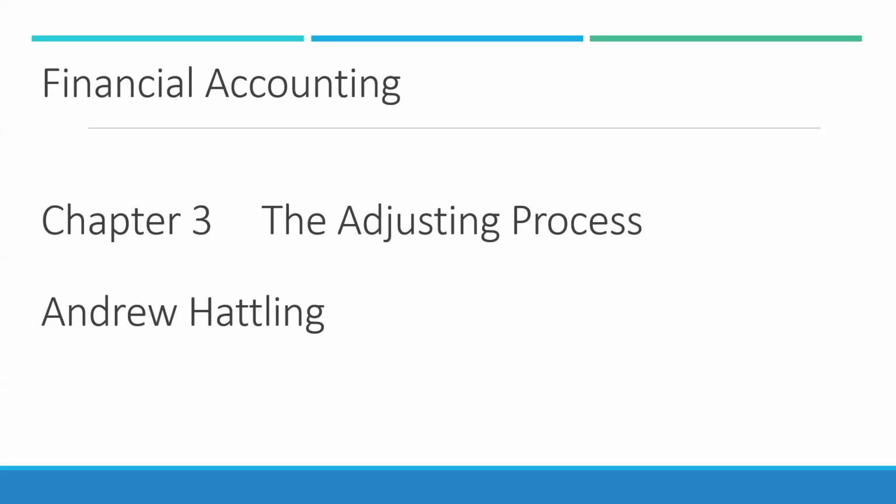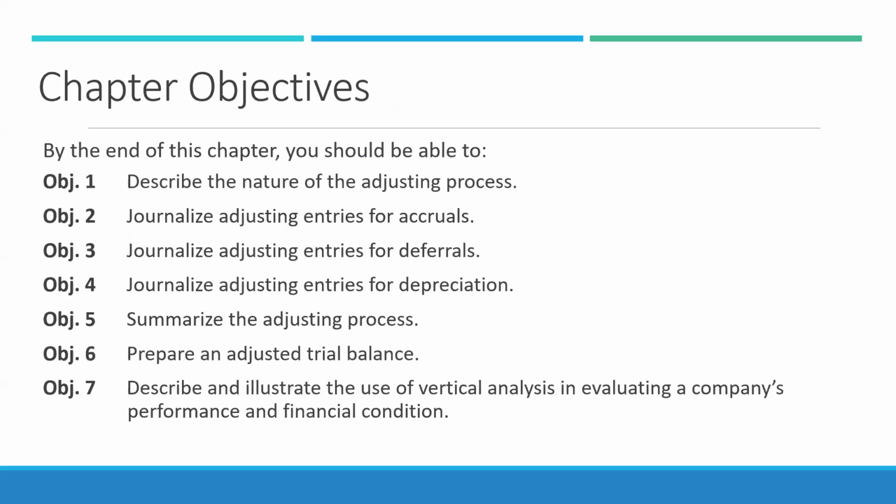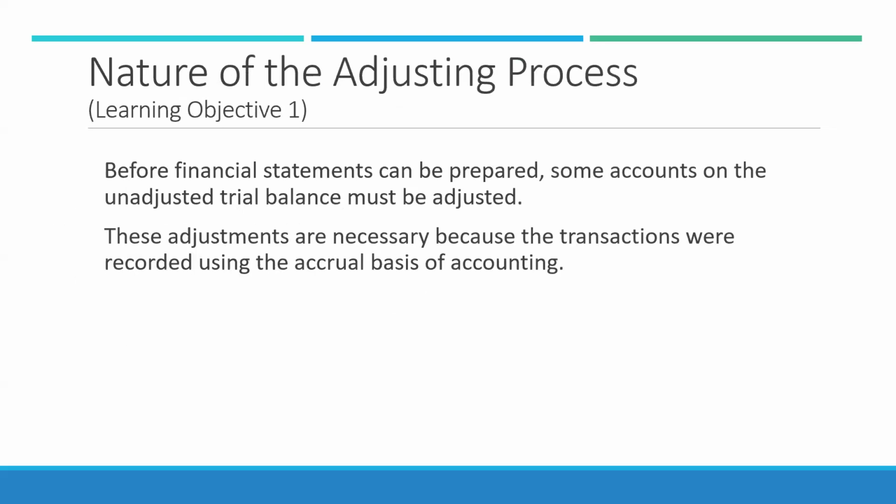This week, we're going to talk about the adjusting process. There are items in our books that will need to be adjusted. So we're going to have to come up with some journal entries to adjust the numbers to make them accurate with what's actually going on. Before financial statements can be prepared, some accounts on that unadjusted trial balance need to be corrected. These adjustments are necessary because the transactions were recorded using the accrual basis of accounting.